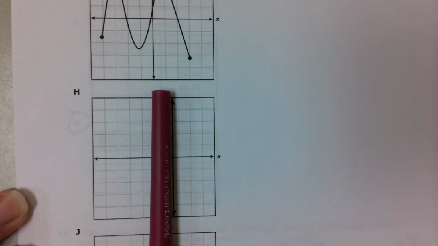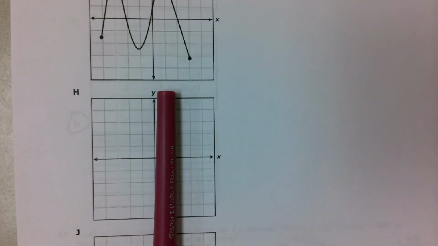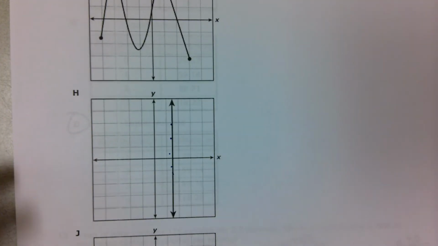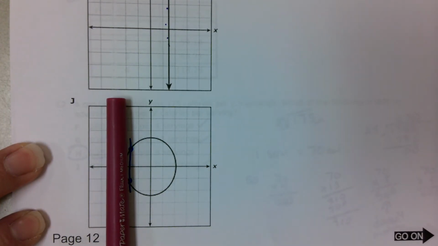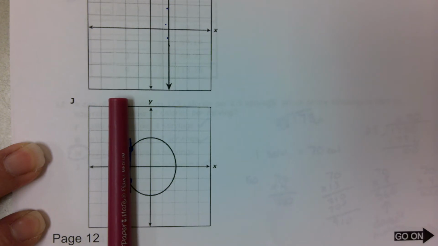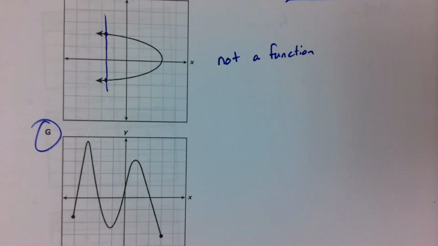H, right here, that pen is touching that graph the entire way there. So that is x repeating, not a function. And then I've got a circle on my last graph. And as you can see, my pen will touch in more than one place there. It's touching in 2 places, not a function. So the only one that was a function is G.